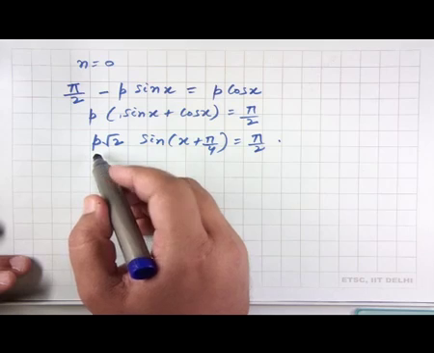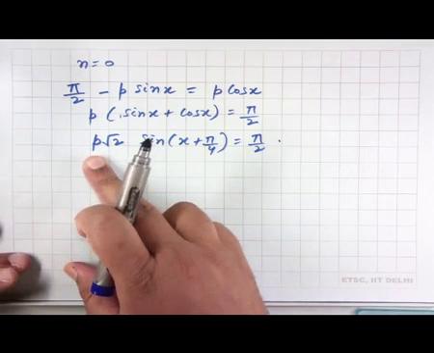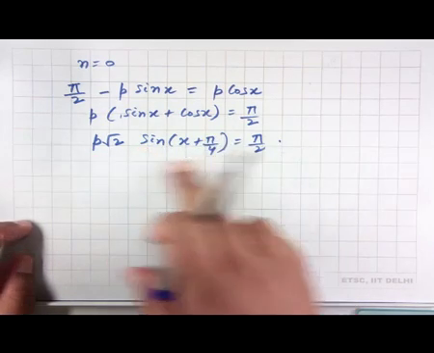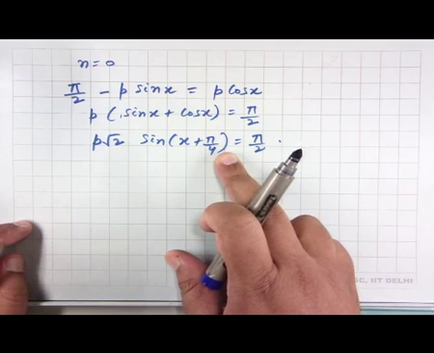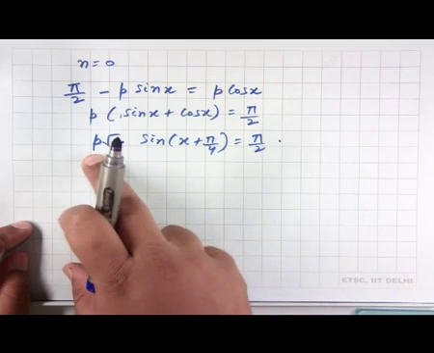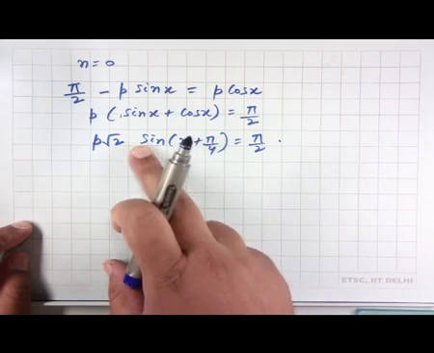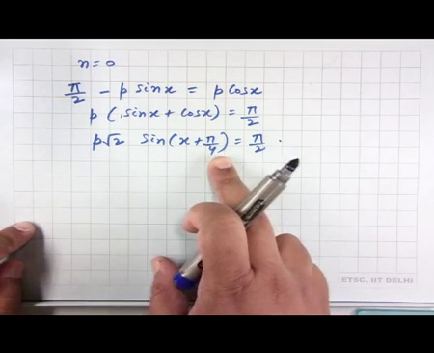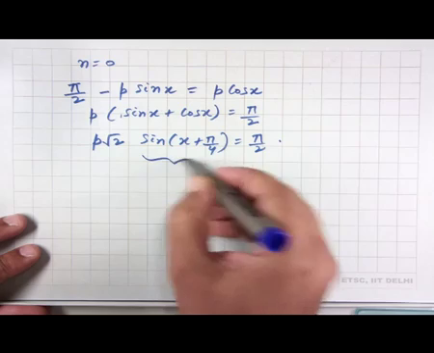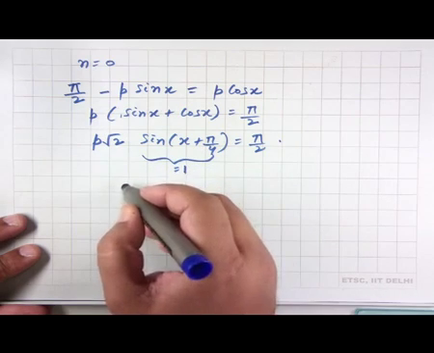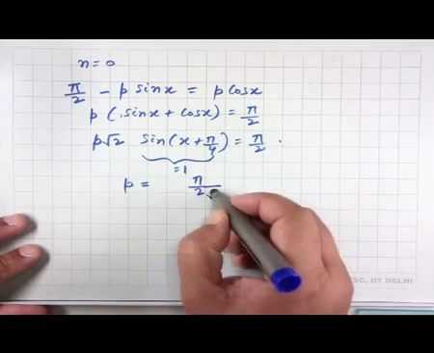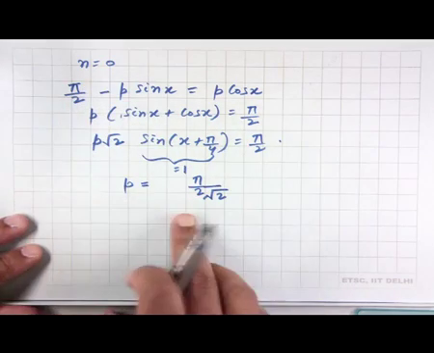Now, in the question, it is asked to find the smallest positive number p, but for p to be positive, we have to choose x such that sin of (x plus pi by 4) is also positive, because pi by 2 is positive and root 2 is positive. Plus, since we want to find the smallest p, we should try to choose x such that sin of (x plus pi by 4) is the largest possible positive value, which we know is 1. So, when this is equal to 1, we get the smallest possible value of p, which will be equal to pi by 2 over root 2. But this is only for n equal to 0.